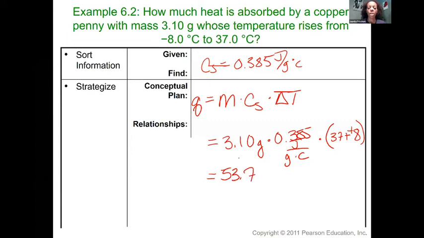53.7, and the units would end up being, well, grams cancel, Celsius cancel, and so what we're left with is joules. Notice that we get a positive value out, and that makes sense because of this word here. It's telling us that we're absorbing the heat. Heat is coming into this copper penny, and so we can use that to help verify our answers. Okay, so check your answers, and then we will move on.